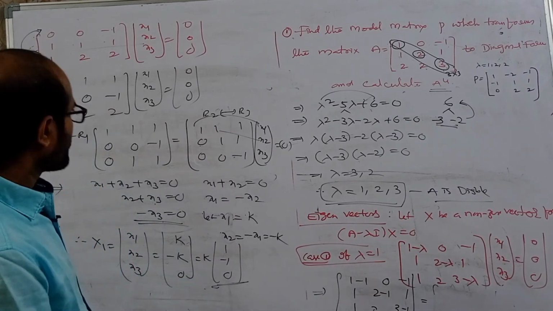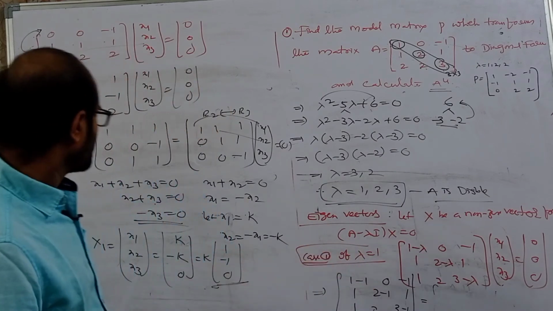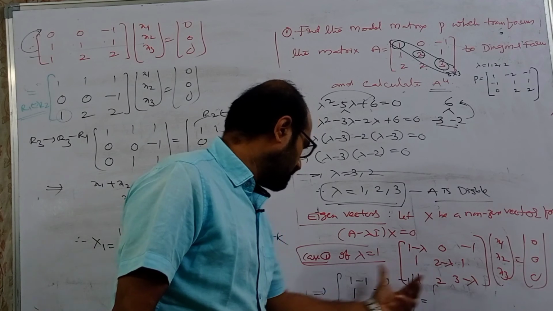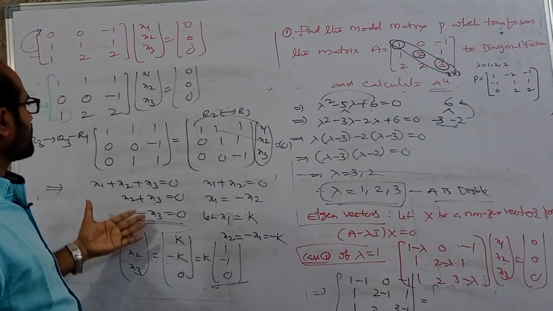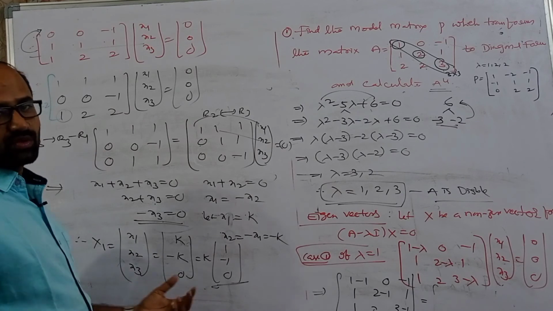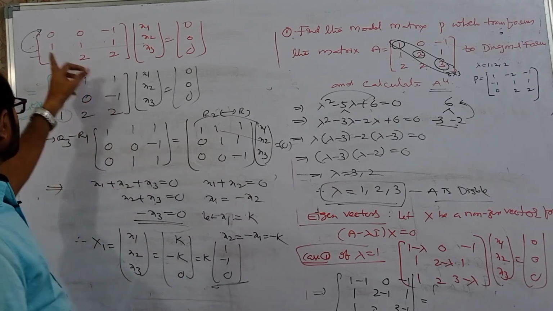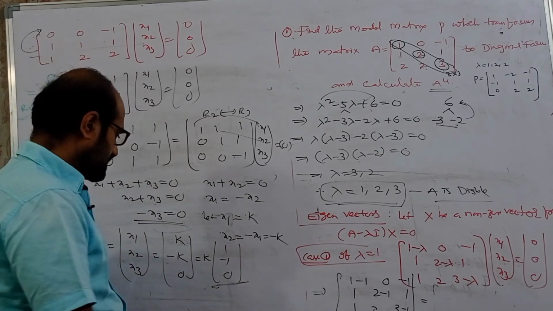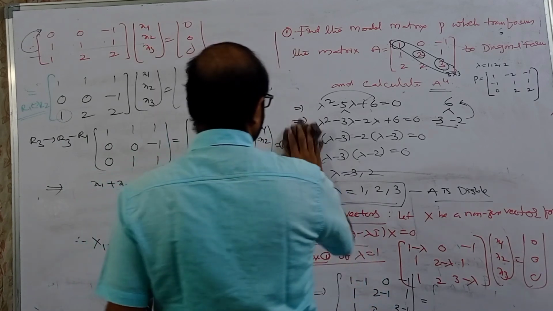Did you understand now? If lambda equals 1, I substitute it in A minus lambda I equal to 0, use echelon form and find this. Otherwise you can use the equation method, x1 plus x2 plus x3 equal to 0, and you can cancel, no problem. Now the second case, let lambda equal to 2 next.